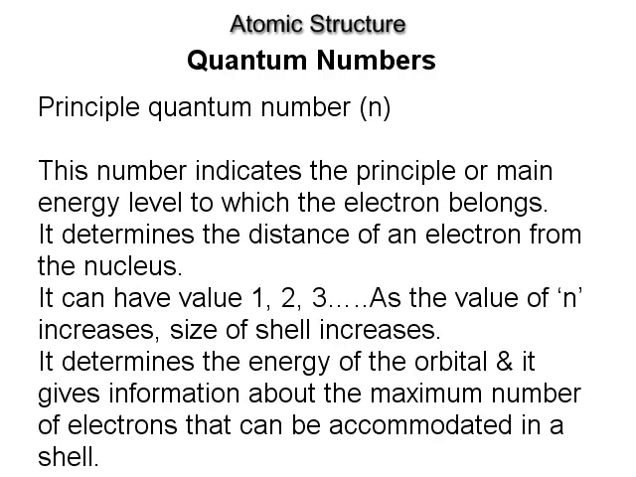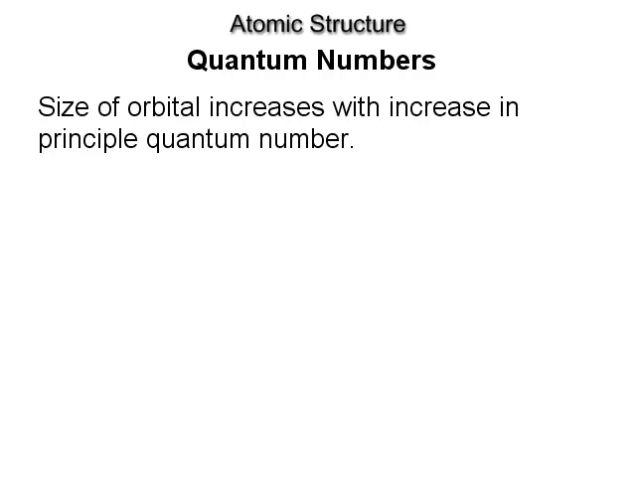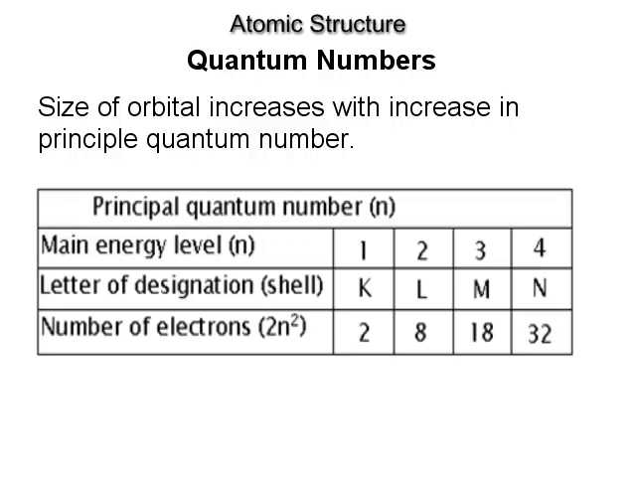Principal quantum number n. This number indicates the principal or main energy level to which the electron belongs. It determines the distance of an electron from the nucleus. It can have values 1, 2, 3 and so on. As the value of n increases, the size of the shell increases. It determines the energy of the orbital and gives information about the maximum number of electrons that can be accommodated in a shell. Size of the orbital increases with increase in the principal quantum number.